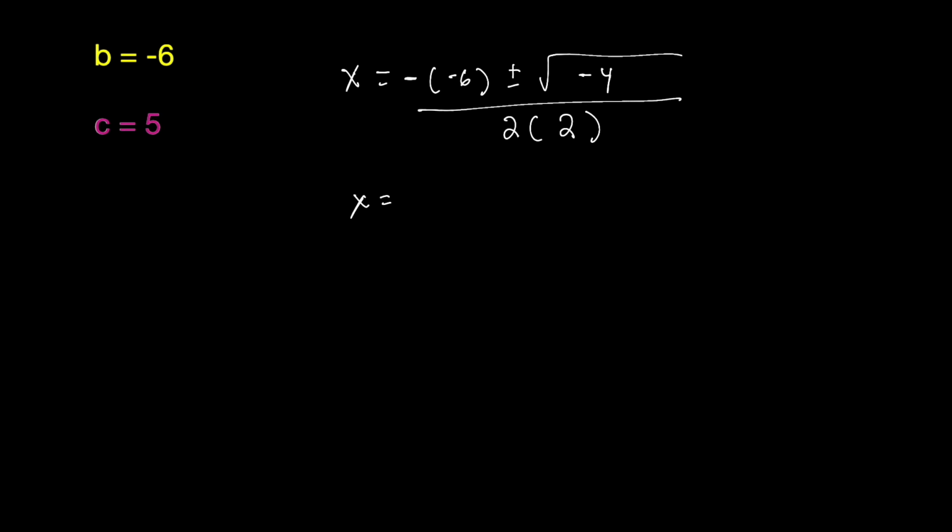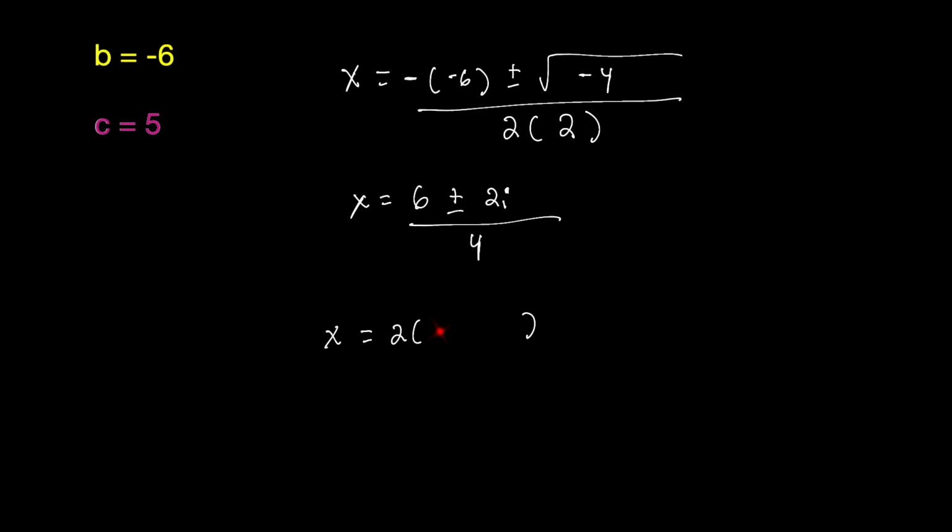So we're going to get x equal to +6, since a negative makes a positive. We're going to get plus or minus. And the square root of 4 is 2, but since we have a -4, we're going to call it 2i. All over 2 times 2, which is 4. Now on the numerator, 6 and 2 share a greatest common factor of 2, so I'm going to go ahead and factor out a 2.